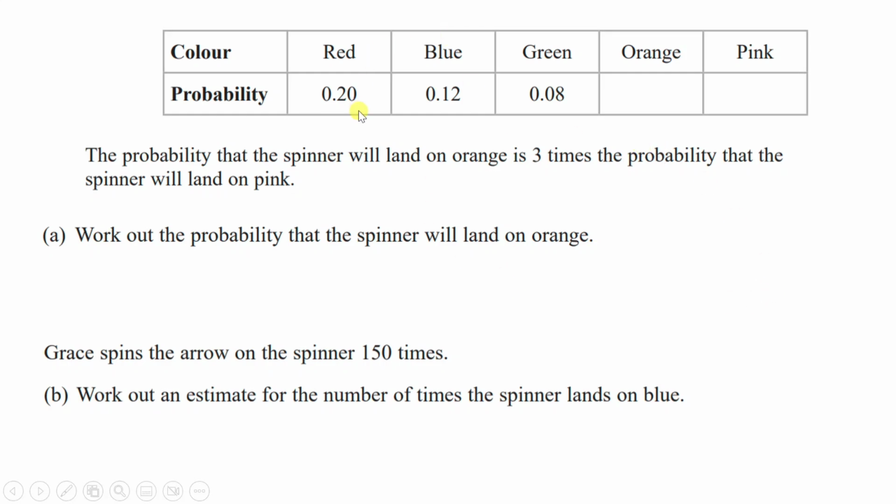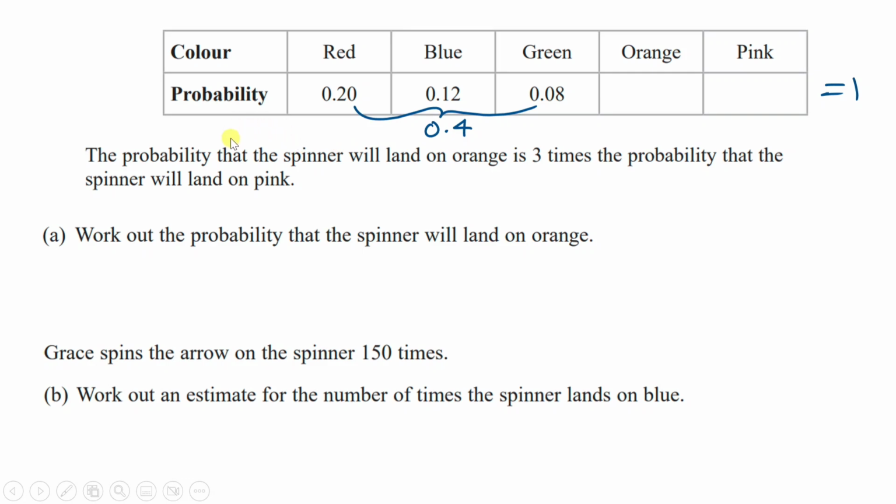So first things first, with rules of probability, we should know that the sum of all of these has to equal 1. That's very important. And now what I'm going to do to work out the rest, let's go ahead and add up these 3 probabilities, red, blue, and green, because we're going to get to this statement in a second. If you add those 3 in your calculator, you should get roughly 0.4.